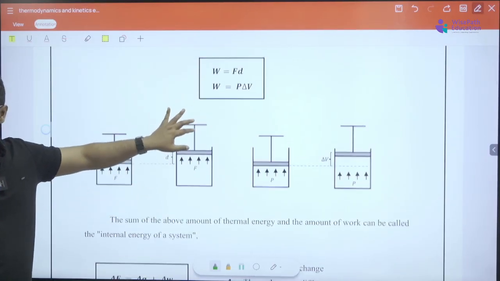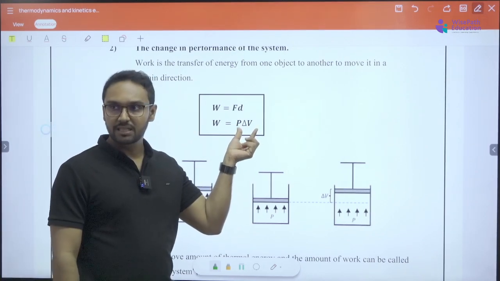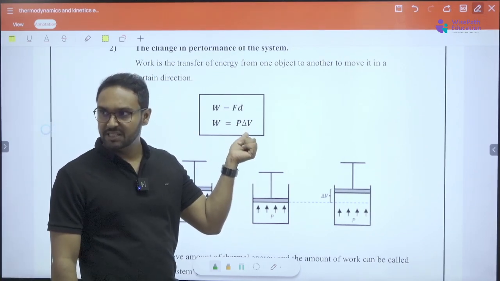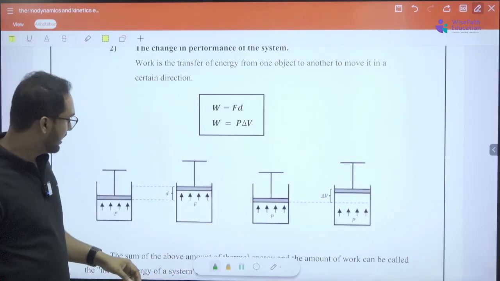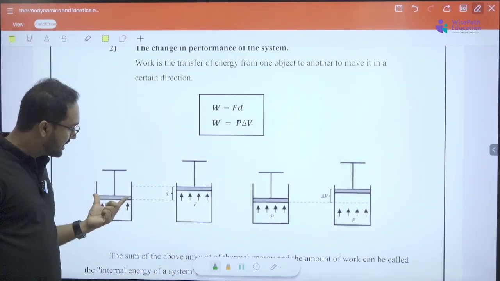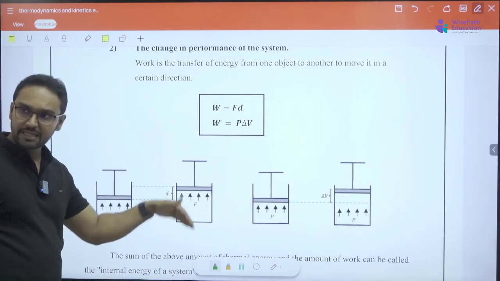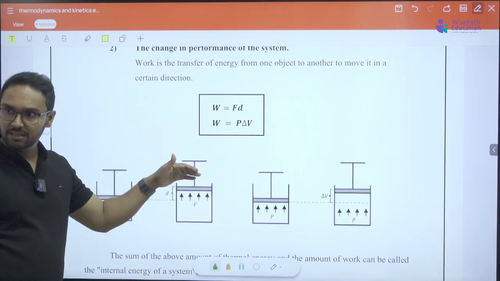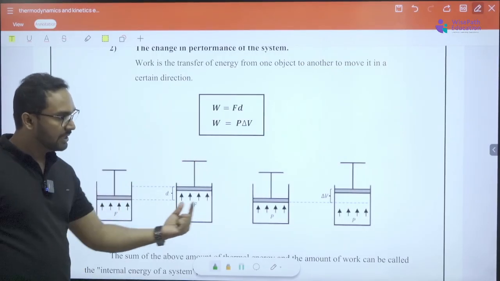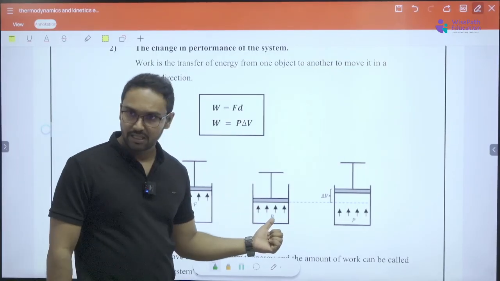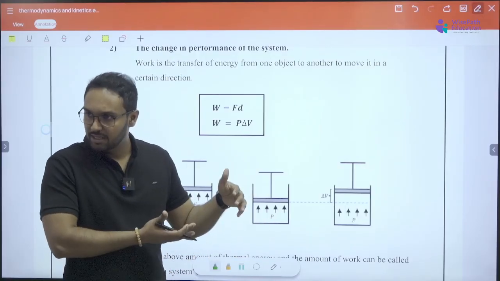This is the new formula you are learning. W equals PΔV. PΔV is the pressure times the volume difference. When the piston is lifting up from there to here, the volume is increasing, or changing, isn't it? And that happens because of the pressure. Because of the pressure the volume is changed.